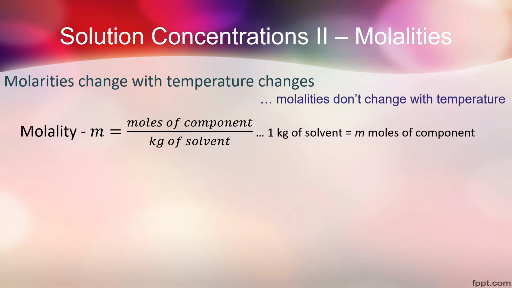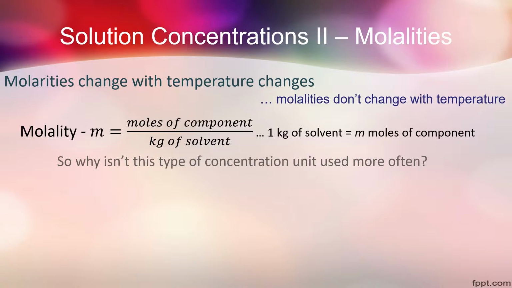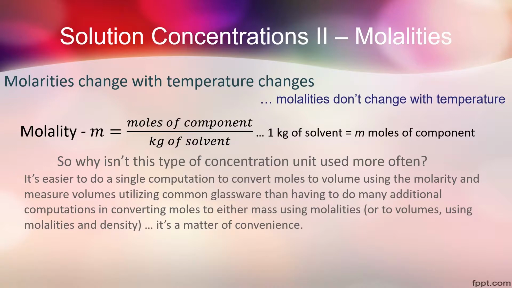The problem is solved, right? The number of moles of the component and the mass of the solvent are both temperature independent. So a molality value will not change with a sudden temperature variation. So why isn't this type of concentration unit used more often? Again, when using molarities, it is so easy to think about measuring out a certain number of moles of a compound by simply measuring out a volume of a solution and doing one simple computation using molarity values. Using molalities is not as straightforward.